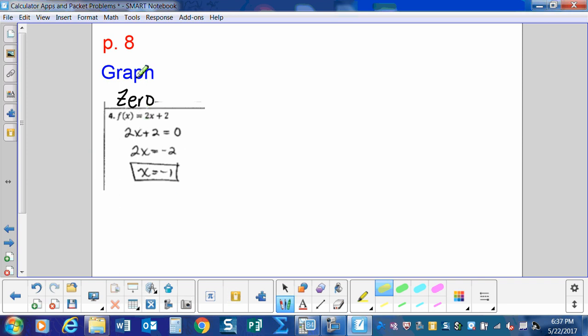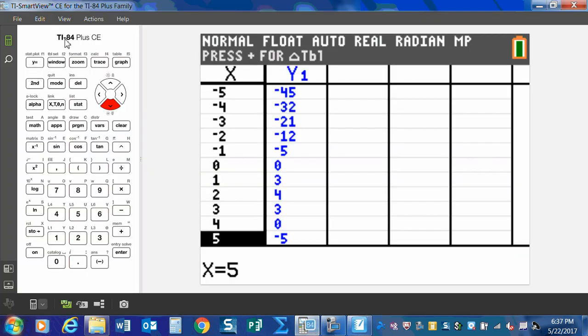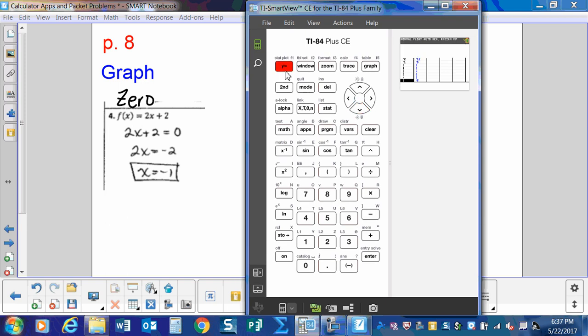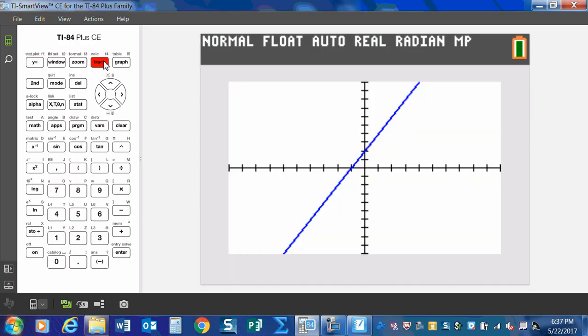Sometimes we've got to find the 0, page 8. They want us to find the 0, so we put in 0 for y and solved. Now we could also check that by looking at the graph of that function. So y equals 2x plus 2. And if I graph that, I'm going to change my zoom to a standard graph, so zoom number 6. And I think x is the intersection. Let's look at that. So trace. So I think -1 is the intersection. So that is my 0, my x-intercept, -1.